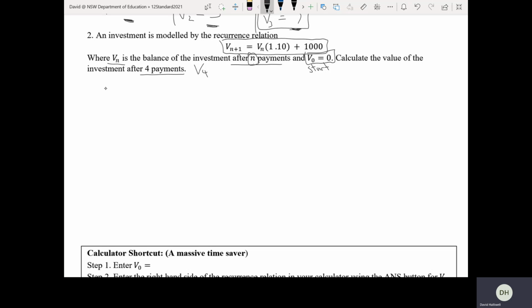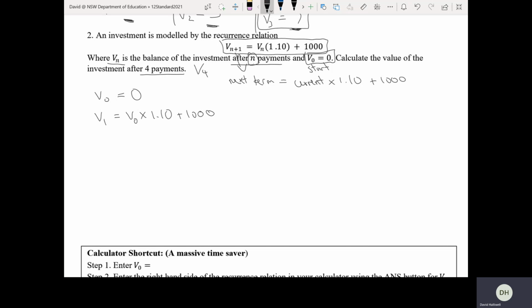Let's begin at the beginning. Firstly, remember what this rule means: the next term is equal to the current term times 1.10 plus 1,000. So to get to each next term, we need to multiply the current term by 1.10 and then add 1,000. Let's do that. We start off with V0 being 0, as we're told in the question. To get to the next one, we do the previous term, which is V0, times 1.10 plus 1,000.